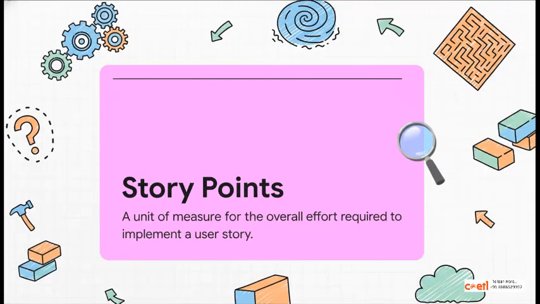Instead of getting stuck trying to predict exact hours or days, agile teams use something called story points. Now, this is a little abstract, but it's designed to capture 3 things all at once: how complex is the task, how much uncertainty or risk is involved, and just how much work is there. The focus isn't on how long will this take, but instead on how big is this compared to other things we've done.